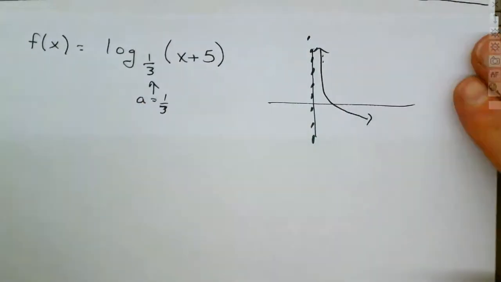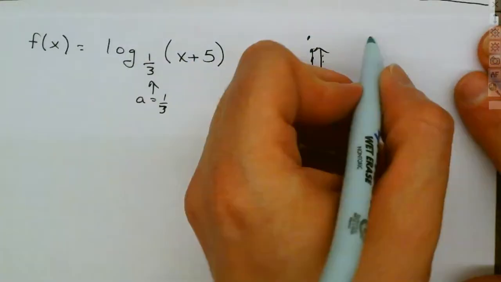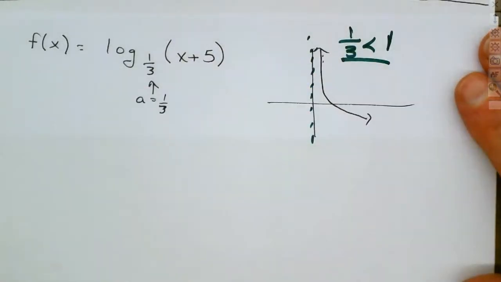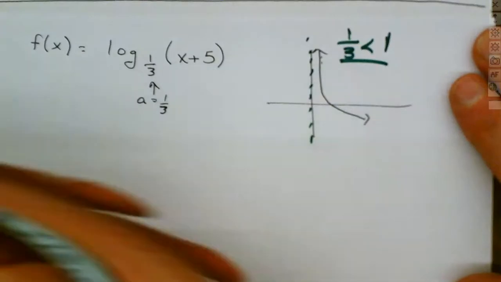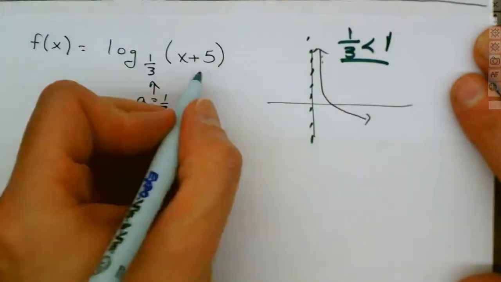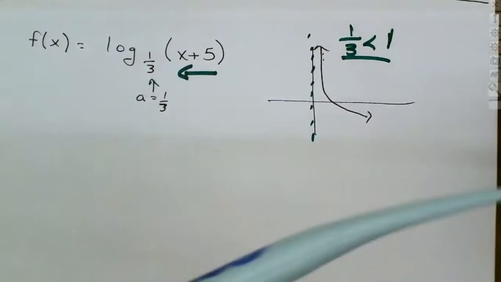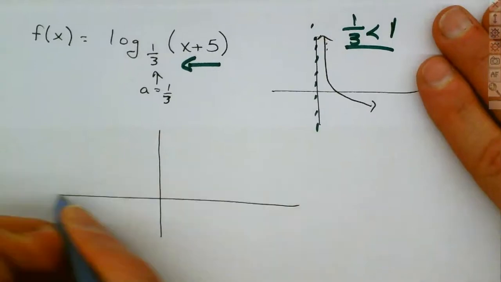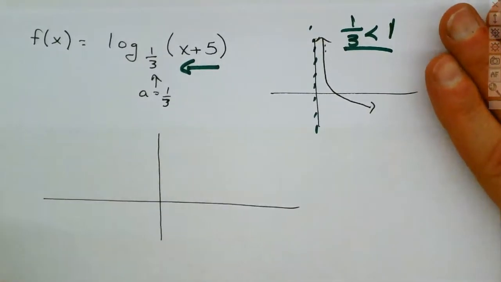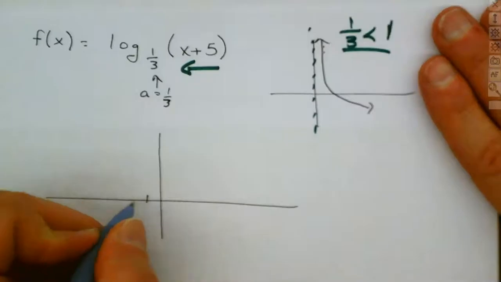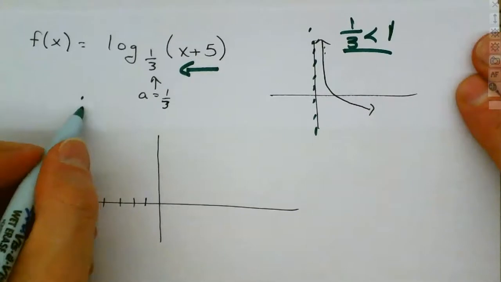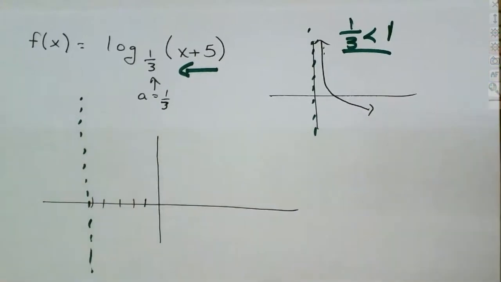Now, what about that 5 inside? Okay, and why does it look like this? Because 1/3 is less than 1. Okay, it's between 0 and 1. 1/3 is less than 1, so that means it looks like this. That 5 is positive, so that's going to force it back 5 units. So the first thing I'm going to do is I'm going to go ahead and draw my vertical line at -5. So 1, 2, 3, 4, 5 units back. There is that.